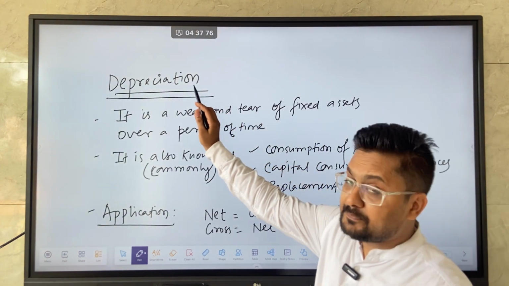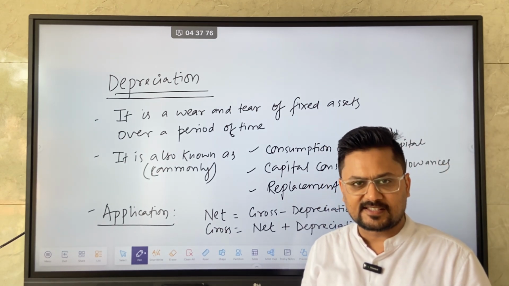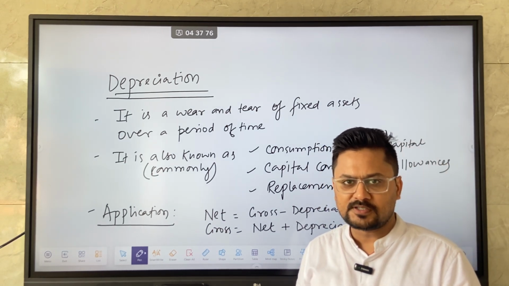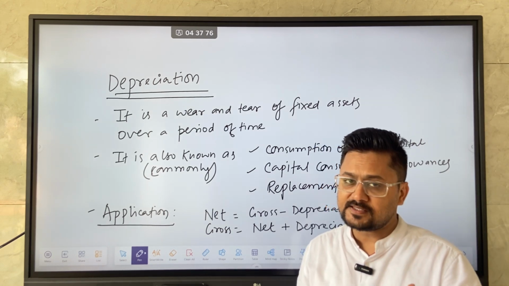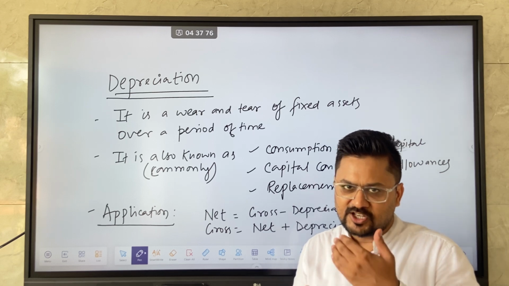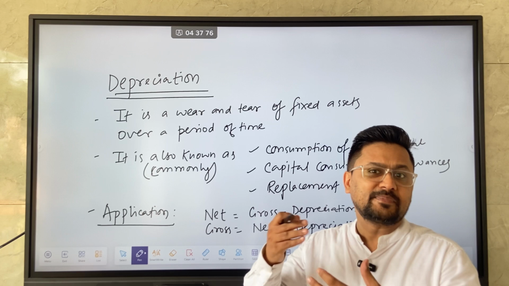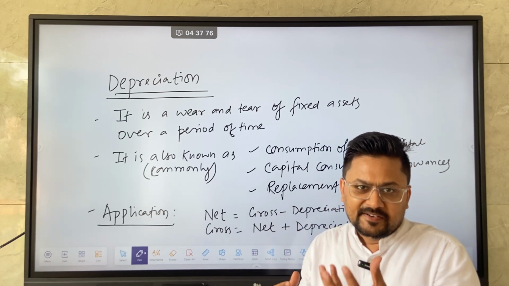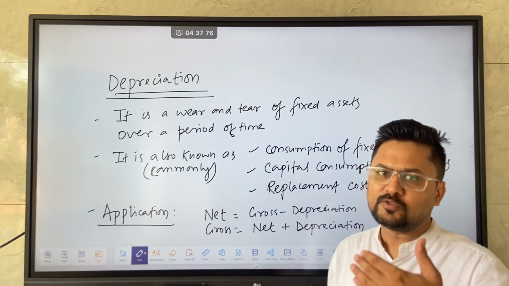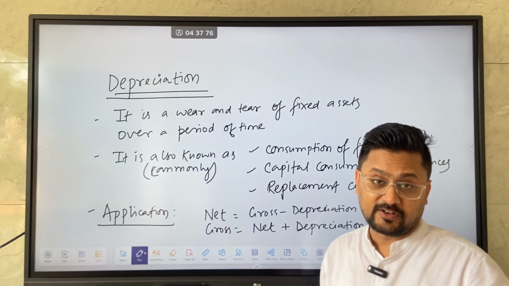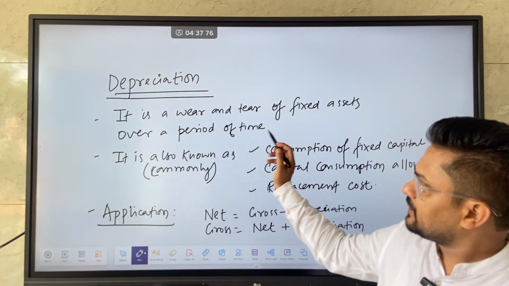So first is depreciation. Now we know that on using the fixed assets, or you may say capital goods, these get depreciated over a period of time, which means wear and tear. जैसे हम इसे यूज करते हैं, इन गुड्स को यूज करते हैं, टाइम के साथ ये डेप्रिशिएट होते चले जाते हैं, इनका जो रीसेल वैल्यू है मार्केट में वो कम होती चली जाएगी. That is, the market value keeps on decreasing, the resale value in fact. So it is a wear and tear of fixed assets over a period of time.